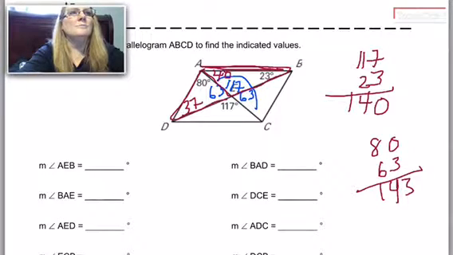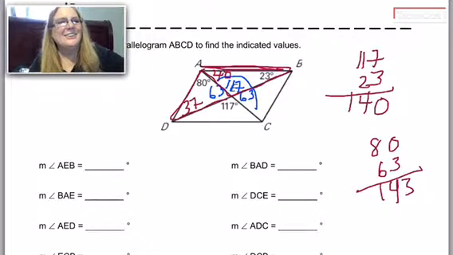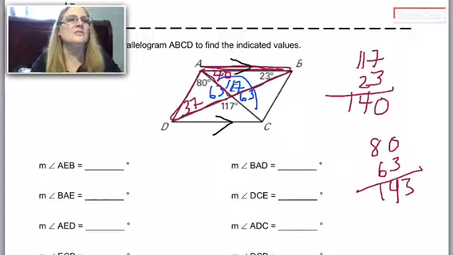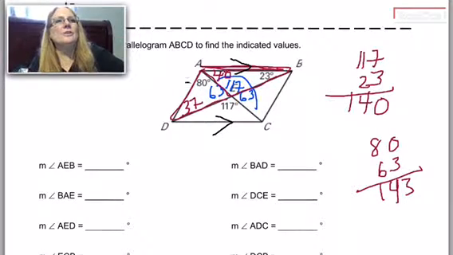Okay, what other angles can we put? We know that... see what I have so far. Okay, now I know. We are going to have to go to, let me get a different color. Opposite sides are parallel. So here as well.